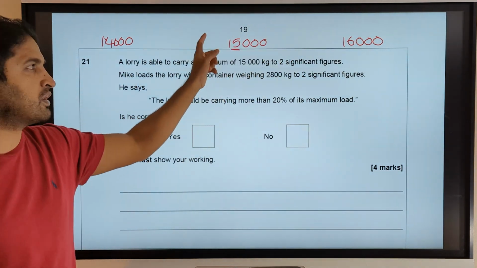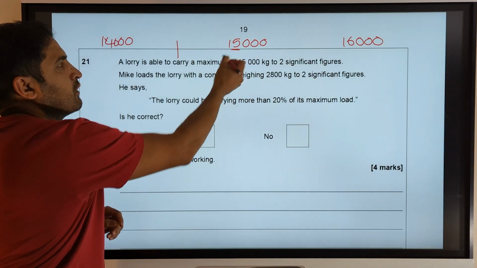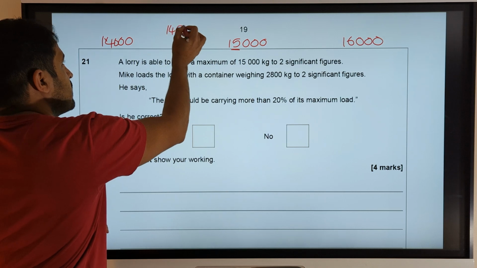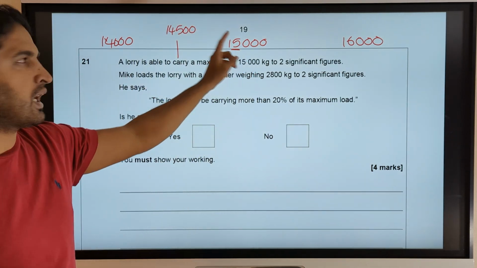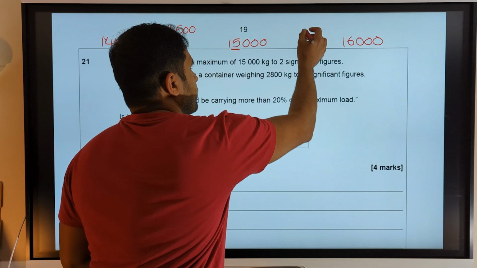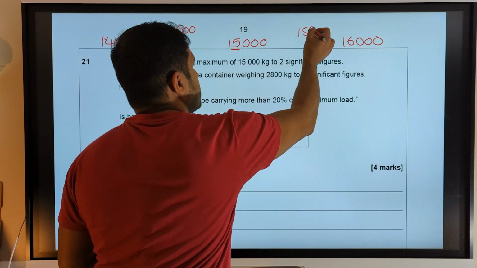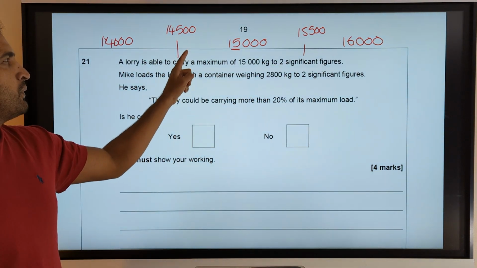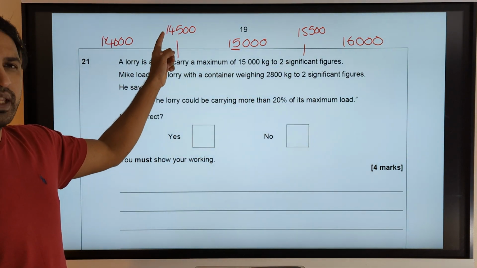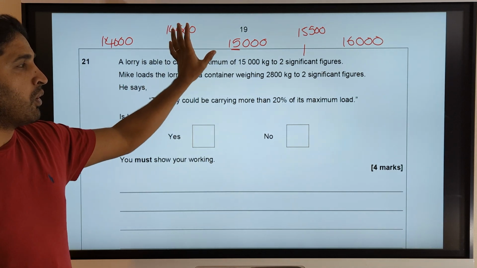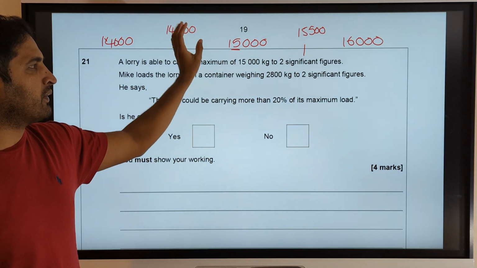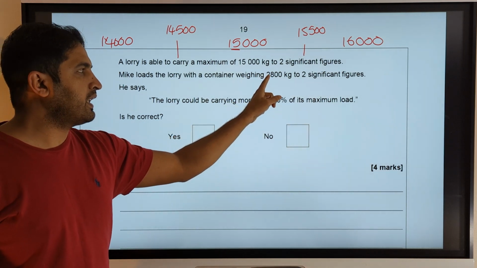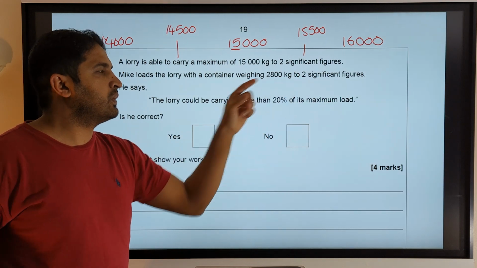We're not looking for the neighbors, we're looking for the boundaries. Boundaries are all the numbers that round to 15,000, so it's halfway between. Anything from 14,500 rounds to 15,000, so that's your lower bound, and anything below 15,500 rounds to 15,000, that's your upper bound. So if your maximum limit is 14,500, what would happen? The container carries 28 or 2,800 kilograms at 2 significant figures.